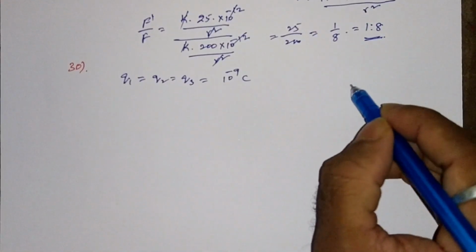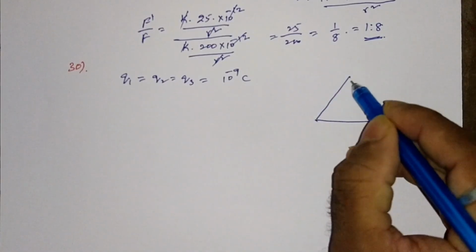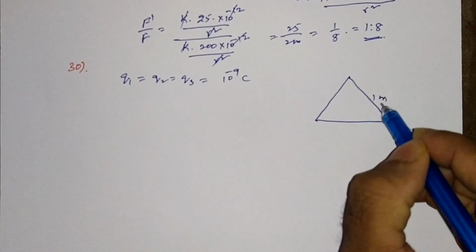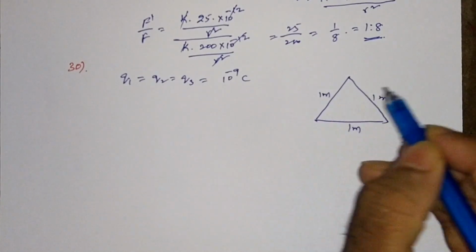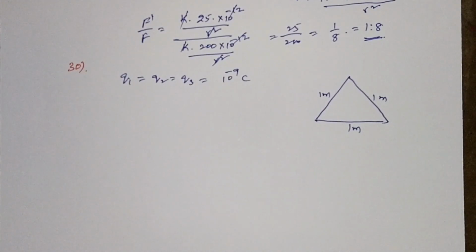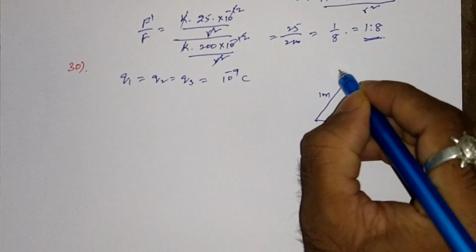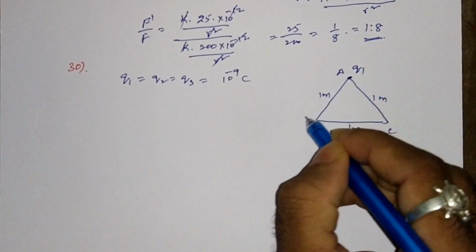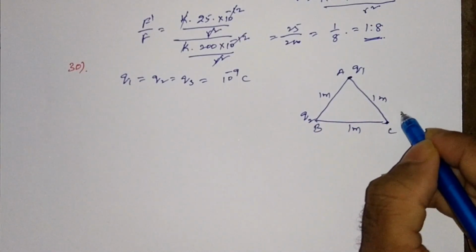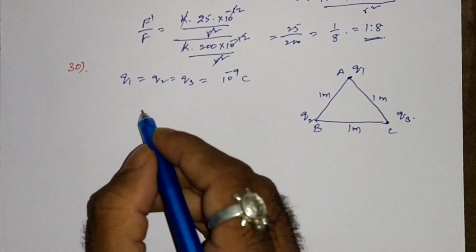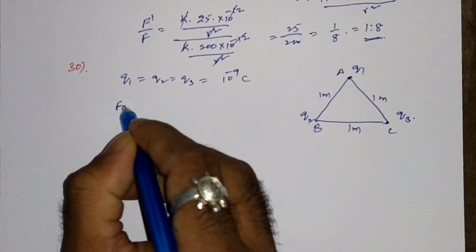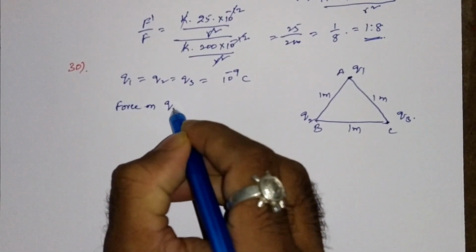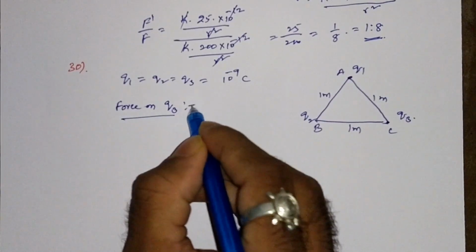Let me draw an equilateral triangle. This is an equilateral triangle of side 1 meter, 1 meter, 1 meter. Then the force on one of the charges is what? Let us take this as A, B, C. At A, I placed Q1, at B, Q2, at C, Q3. I am going to calculate the force on Q3, the charge placed at C.